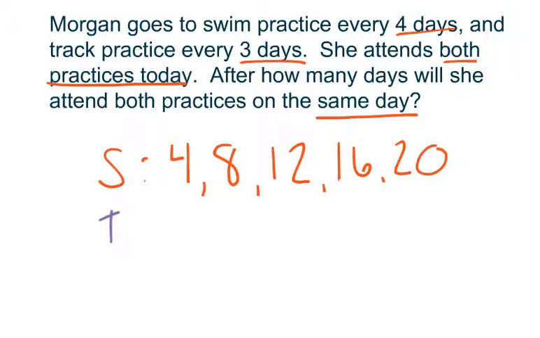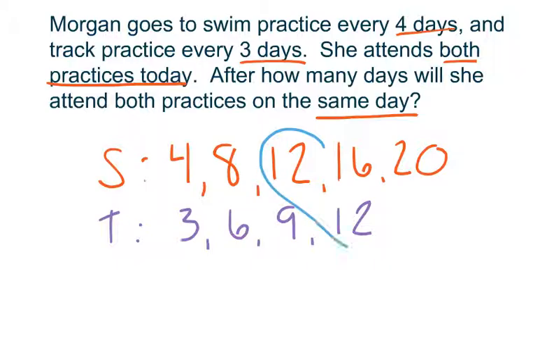Now I know she has track practice every 3 days. So that happens 3, 6, 9, 12. I'm going to stop right there because what I see is that in 12 days, both events will occur. So after how many days will she attend both practices? 12 days.